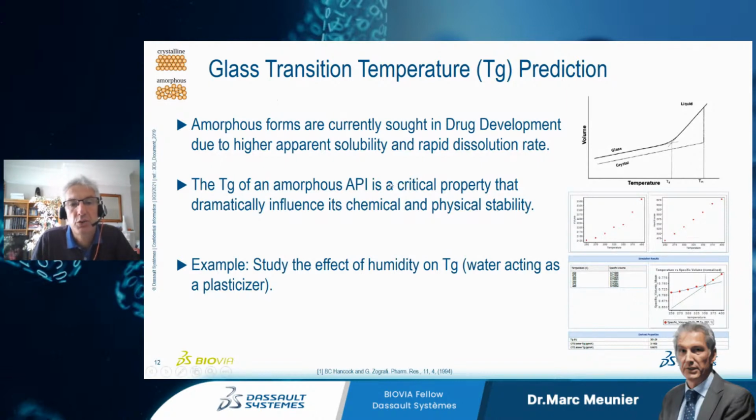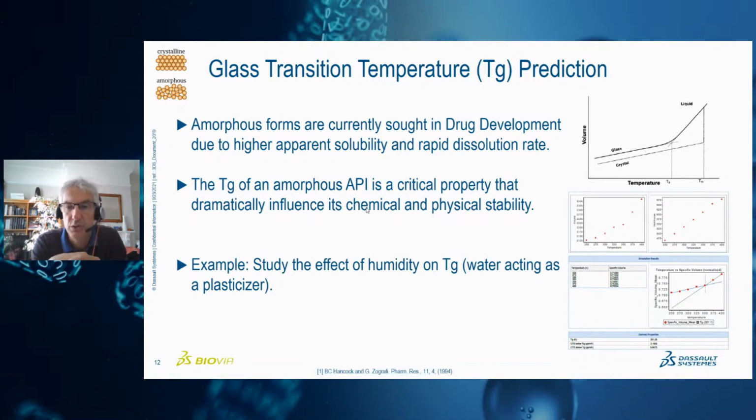And this you can just do using the software. You can mix the API and, say, the polymers in which it is dispersed, and then run molecular dynamics simulations at various temperature points and check how the density varies. And at the point where the slope of density versus temperature changes, you can identify the Tg, as here.